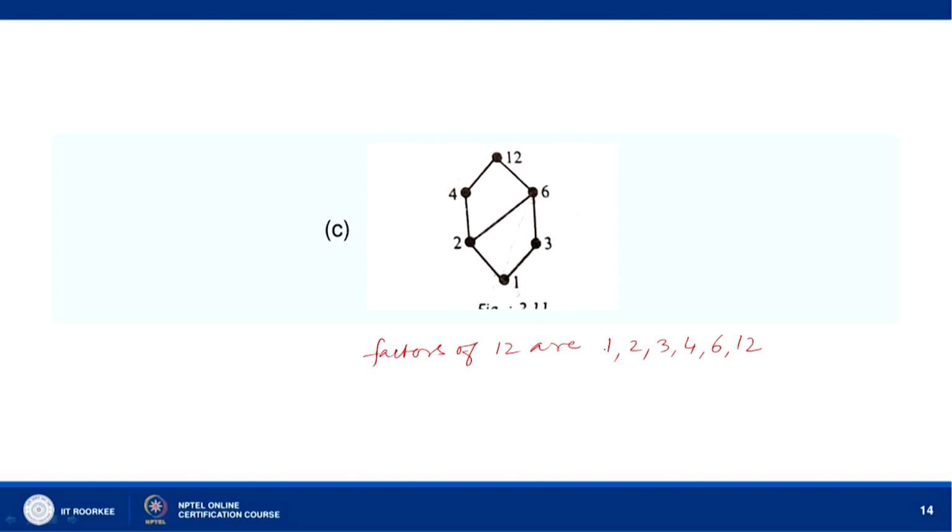Now, we begin with 1. 1 divides 2, so we join 1 to 2, and 1 divides 3, so we join 1 to 3. Then 2 divides 4, so we join 2 to 4. And 3 divides 6, so we join 3 to 6, and 2 also divides 6, so we join 2 to 6. Then 4 divides 12 and 6 divides 12, so we join 4 to 12 and 6 to 12. So, this is the Hasse diagram for the third example.